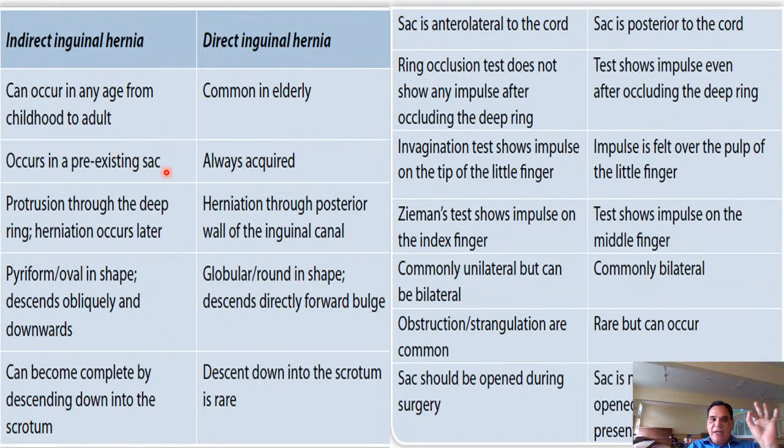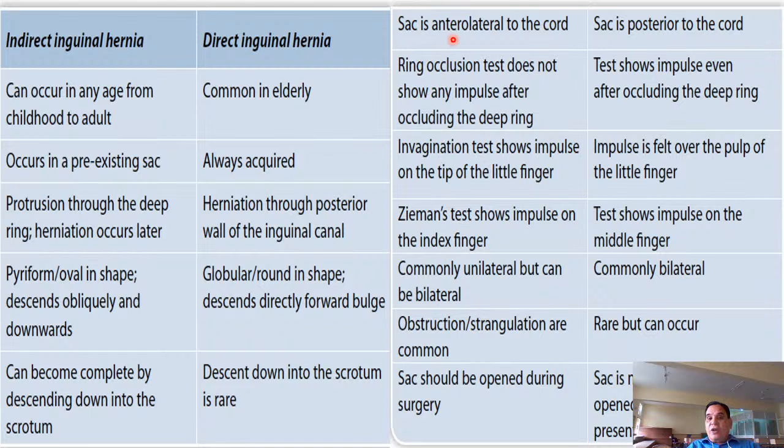By definition, indirect has a sac. Direct is acquired. Indirect is protrusion from the deep ring. Here, herniation is from the posterior wall of the inguinal canal. The shape of indirect is piriform, with oblique and downward descent. Direct is globular, round in shape, descending directly, that is a forward bulge. The indirect can become complete up to the scrotum. The direct hernia does not descend into the scrotum.